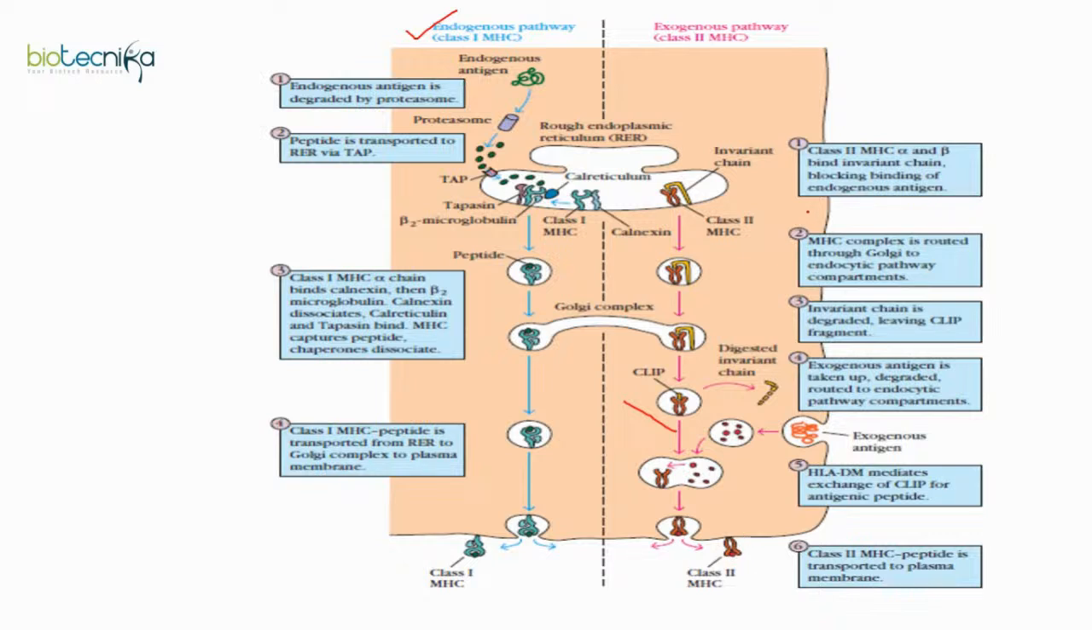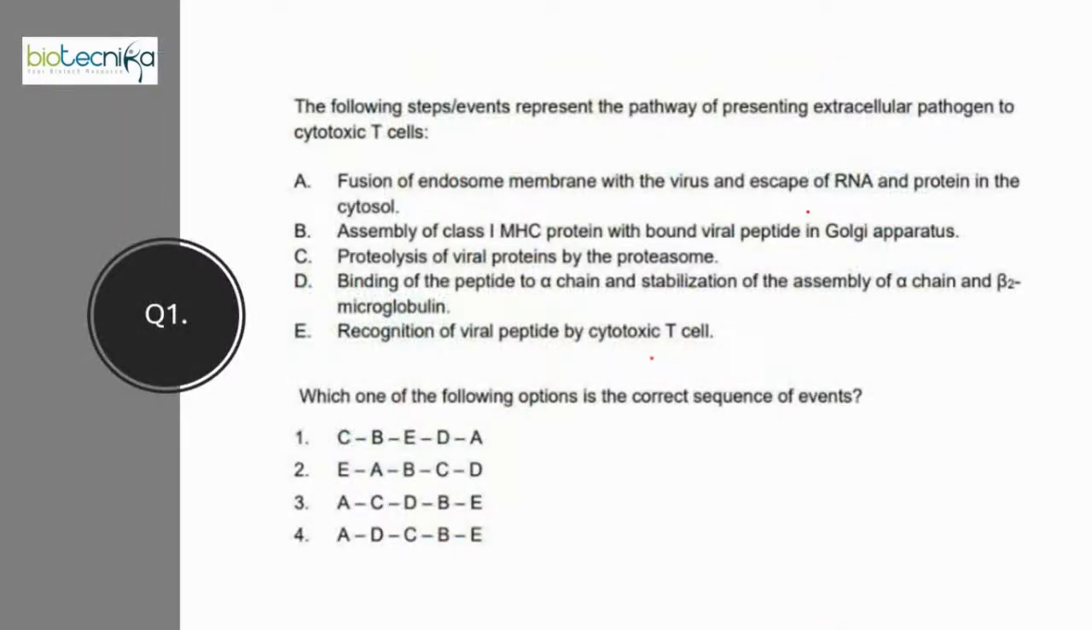Fine. So now think of the question. The question says that it is a virus which has sent its proteins and RNAs inside the cell, and now the viral peptide will be degraded and it will be presented. So it should follow which pathway? Clear about the question? So look at the question now. Now give me the answer.